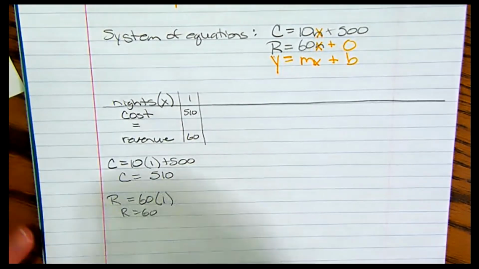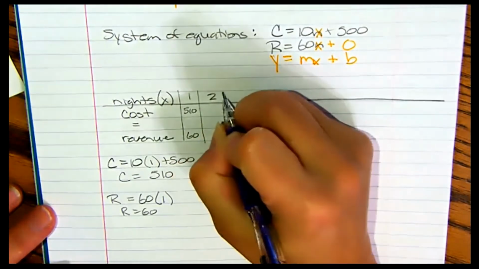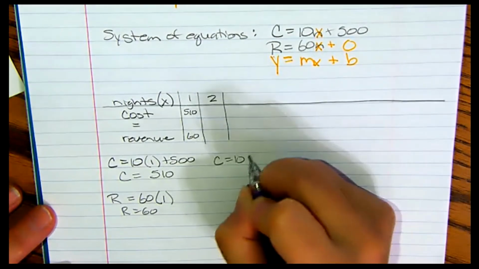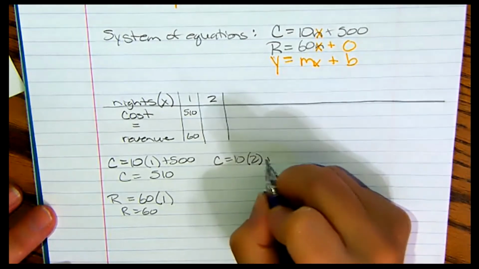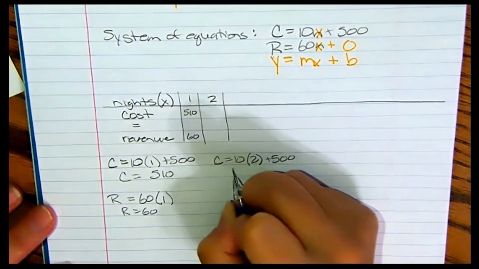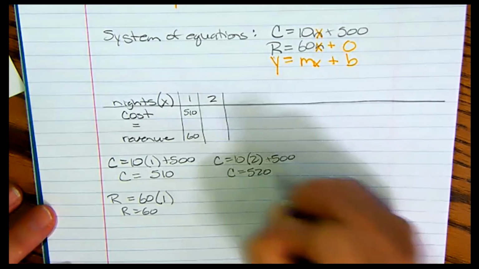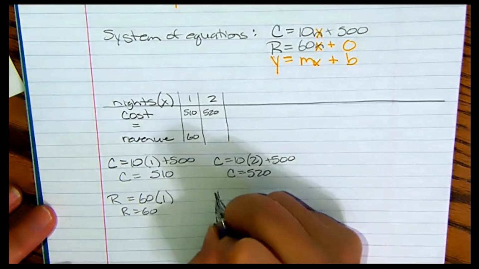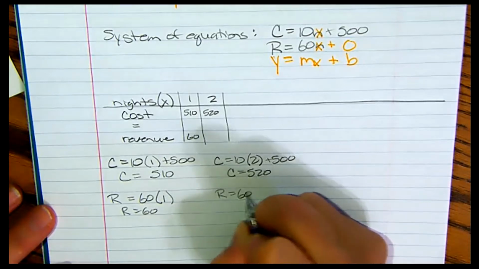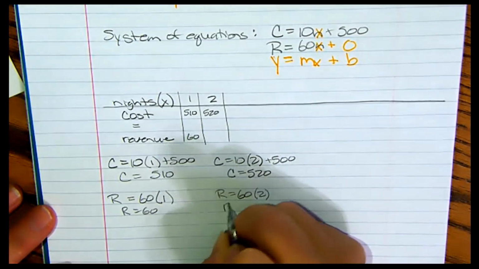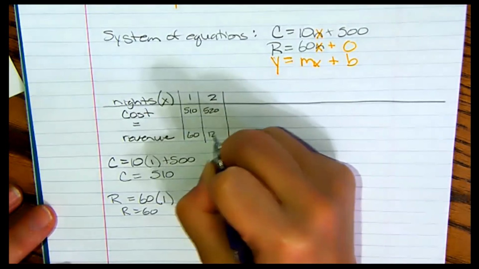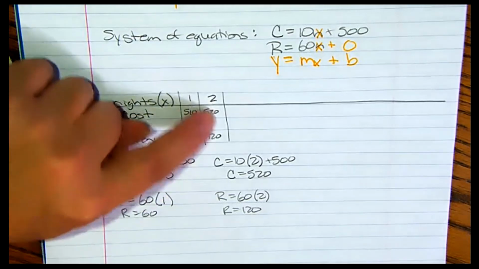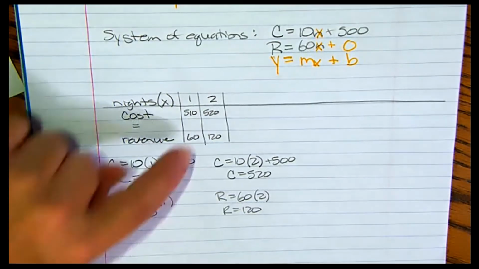So let's do, how much is it for 2 nights? So my cost for 2 nights is $10 times 2 nights plus 500. My cost is $520. My revenue for 2 nights is $60 times 2 nights. My revenue is $120. Okay. I'm looking, the gap is getting smaller, but it's moving painfully slow.